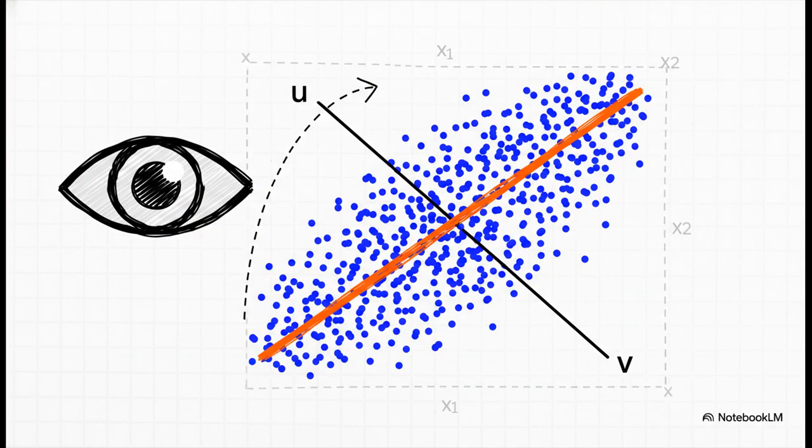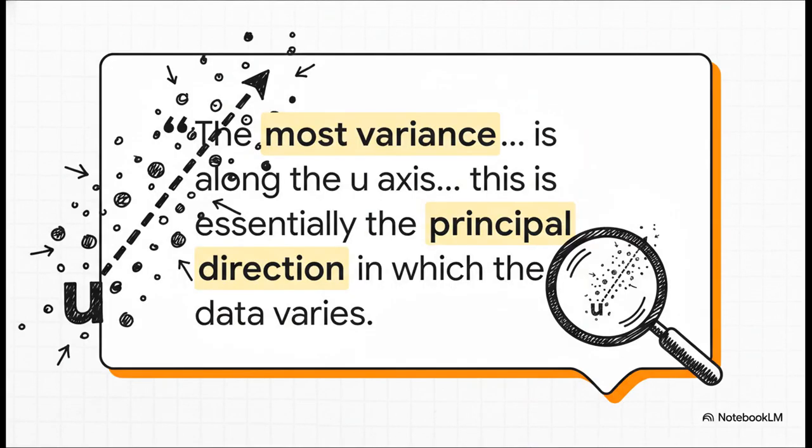So what if we just completely changed our perspective? Let's forget about those old x1 and x2 axes for a second. Imagine we could literally rotate our viewpoint until we find a brand new set of axes that line up way better with the data itself. And look at this new axis U right here. It cuts straight through the longest, most spread out part of that data cloud. And this is the whole idea in a nutshell. Our source material from AI Brilliance puts it perfectly. The most variance, the spread in the data, is along this U-axis. It's the main or principal direction of the data's variation. We've basically found the direction that tells us the most about our data.